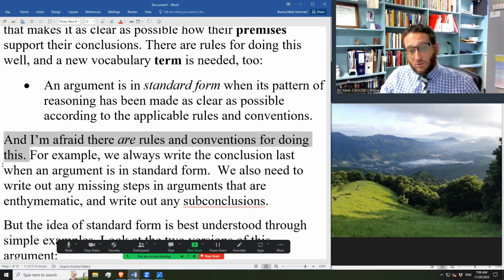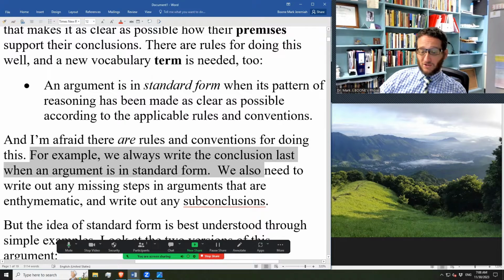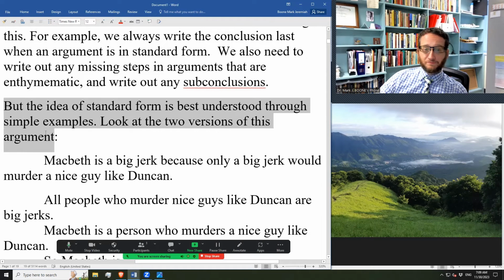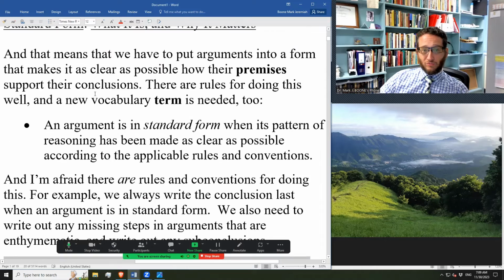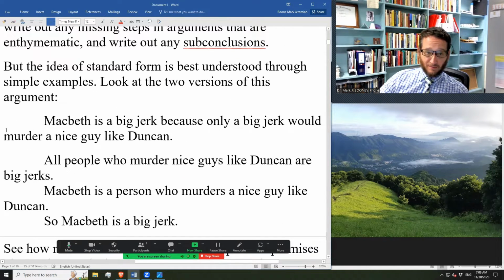We always write the conclusion last when an argument is in standard form. I doubt there's been any variation in that rule. We also need to write out any missing steps in arguments if they're enthymemes, and we need to write out any subconclusions. And if you don't know what enthymemes and subconclusions are, go back and watch previous videos in the series. The idea of standard form is best understood not through defining it, but through illustrating it with simple examples.